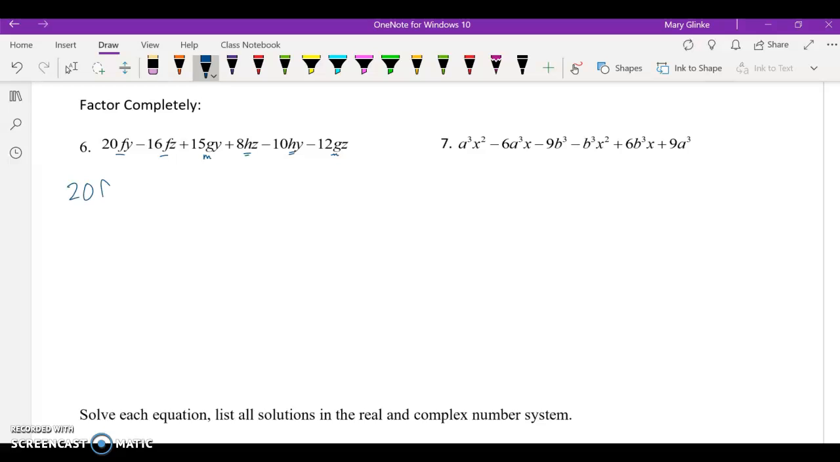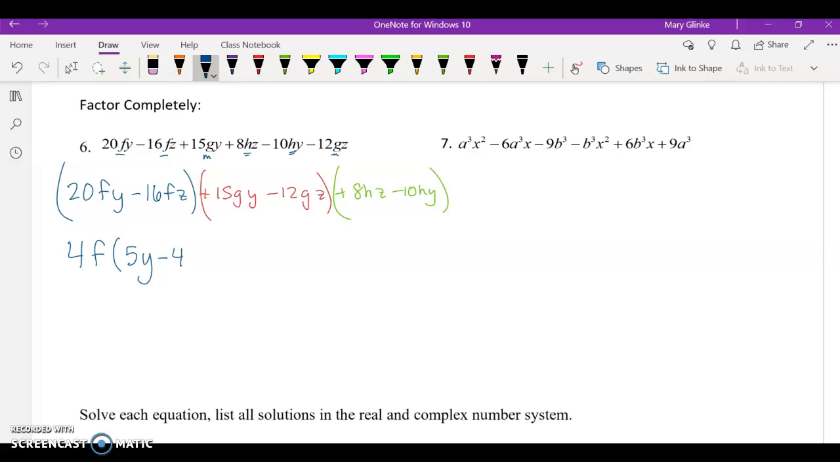So I'm going to rewrite this problem, keeping things that seem somewhat similar together. I'm going to keep my F's first, and then my G's, and then my H's. Now based off of this, I'm going to try grouping the blue, the green, and the red together and factor the GCF out of each of those different parts. My first two here have a 4F in common. I would be left with 5Y minus 4Z.